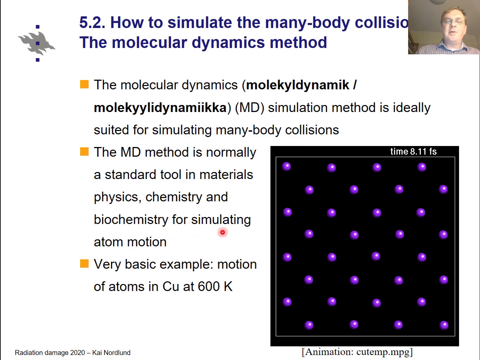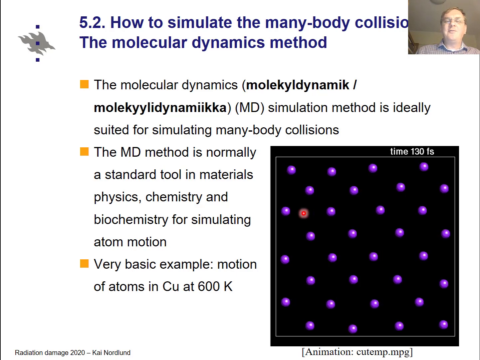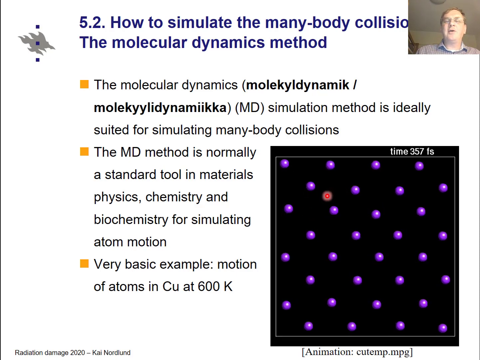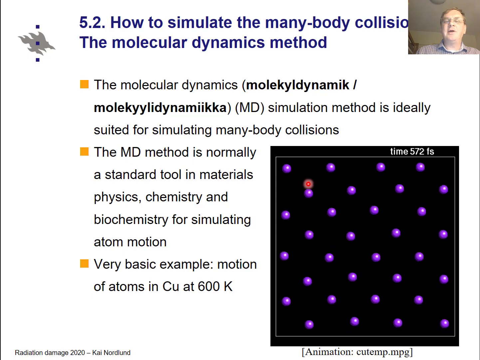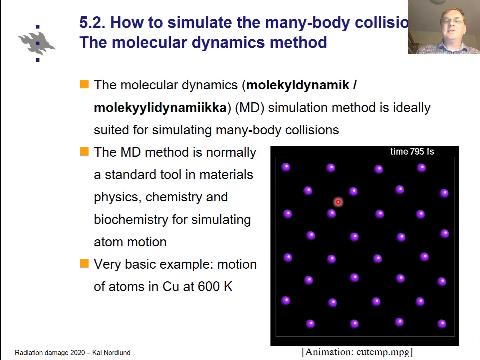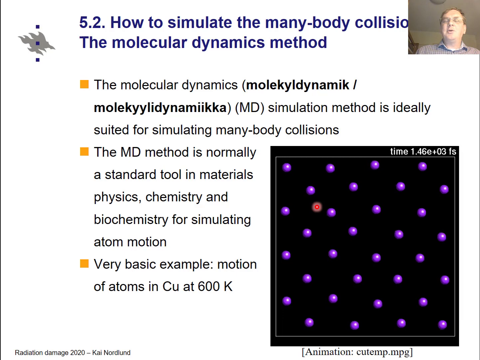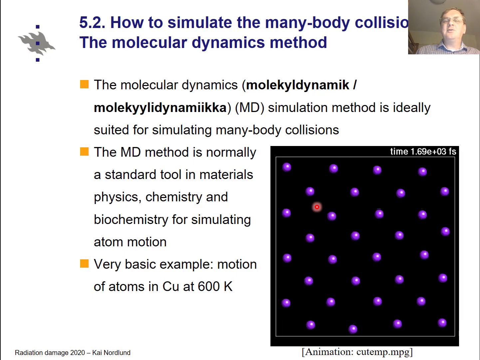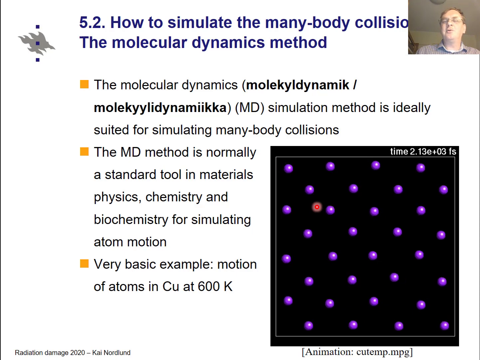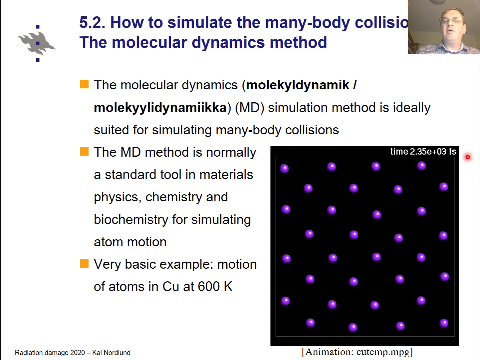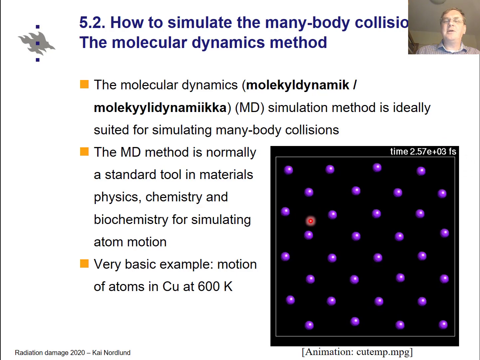If you forget about the radiation damage for a moment, here is a very simple illustration of what molecular dynamics can be like. This is a simulation of atom motion in copper at 600 kelvins. So this is about 300 degrees C. Each sphere here is a copper atom. So if you take a copper pan and put it in your oven at maximum temperature and could look at the atom motion on a femtosecond time scale, this is pretty exactly what the copper atom motion would look like.